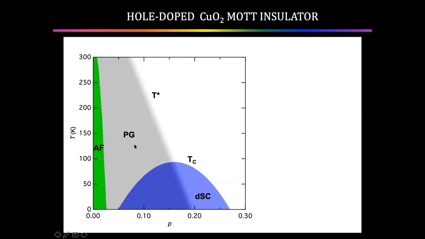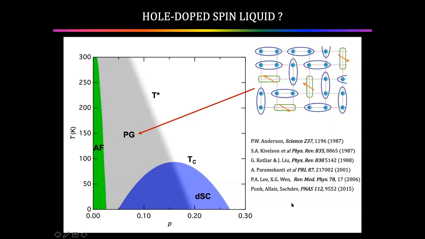which has gone unidentified now for more than 30 years. Unfortunately, it's called a pseudogap state. What it should be called is electronic dark matter. It has resisted identification for almost as long as dark matter. And that's because it is a very strange state of matter. It is not a metal, in my opinion, and in the opinion of many of the world's leading theorists on this subject. It's widely believed to be a hole-doped spin liquid.